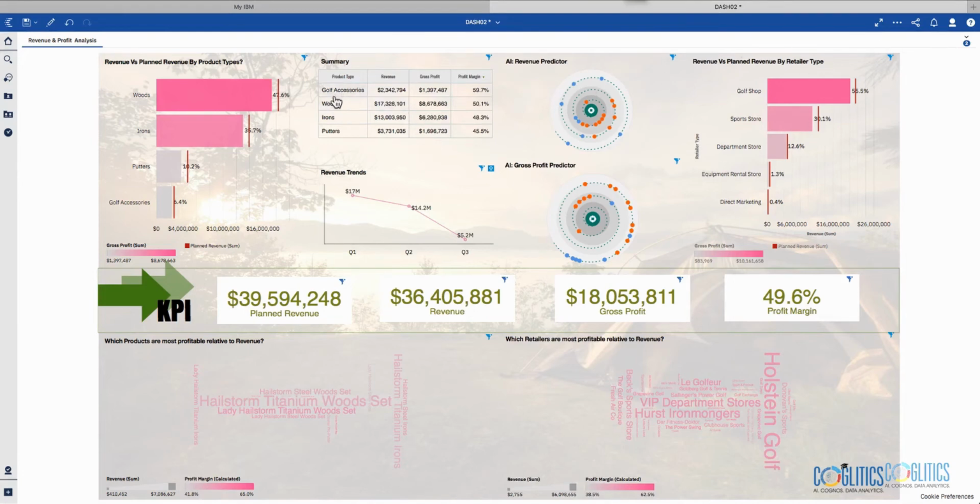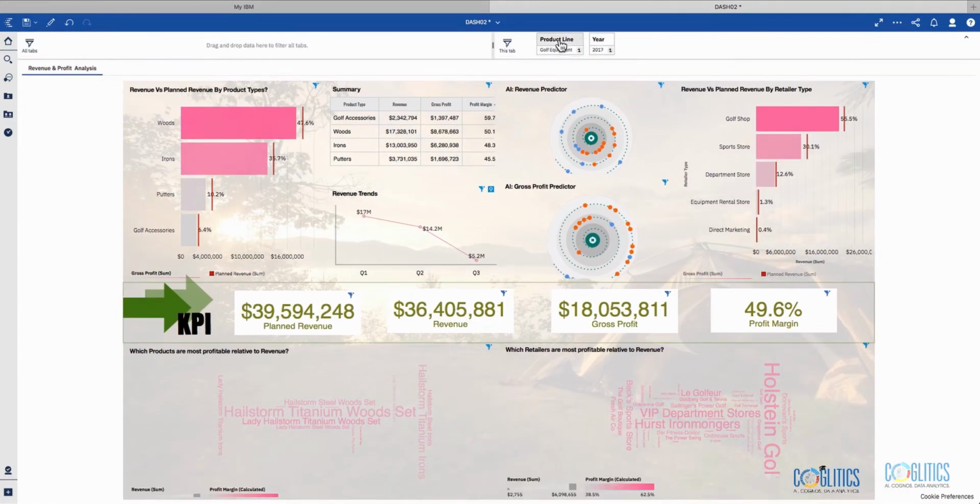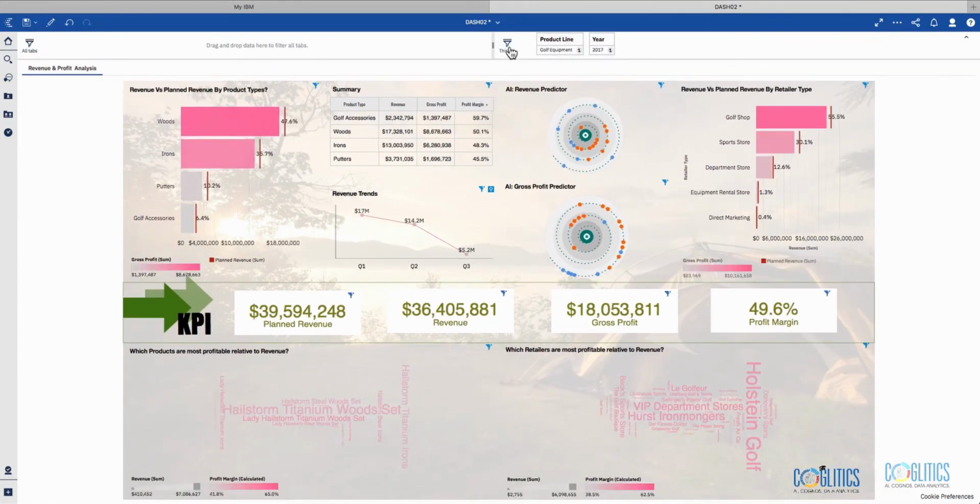I also show the different product types for each of the different product lines, right? We have golf accessories, woods, irons, and putters. This is our revenue, our gross profit, and our margin. Here I'm showing the relative percentage for each of the different product types, but I'm also showing the actual values.